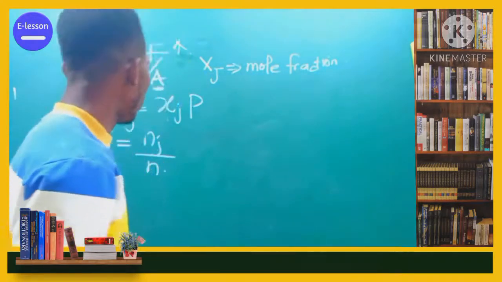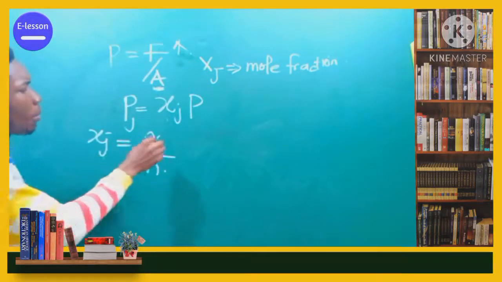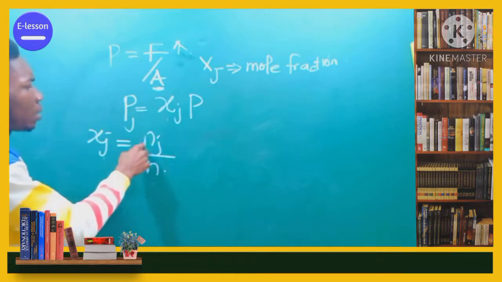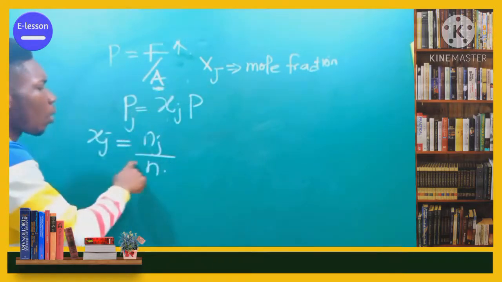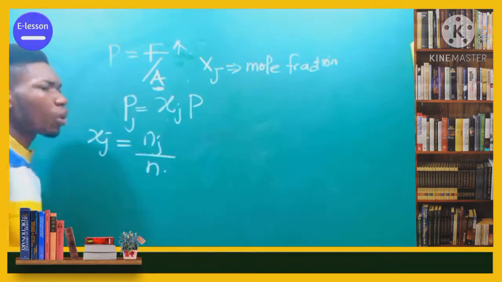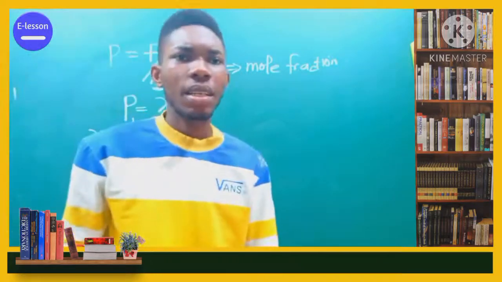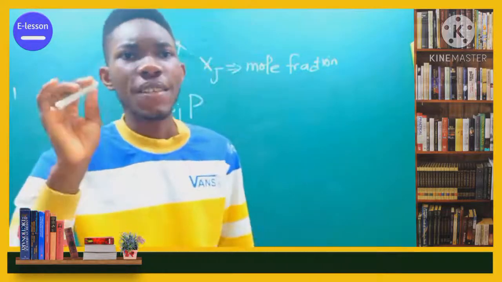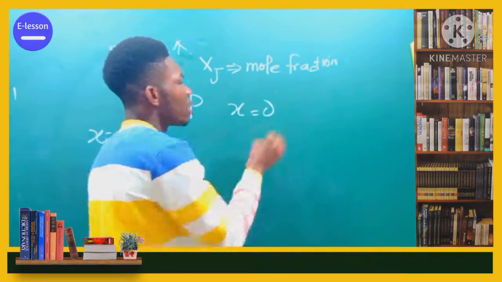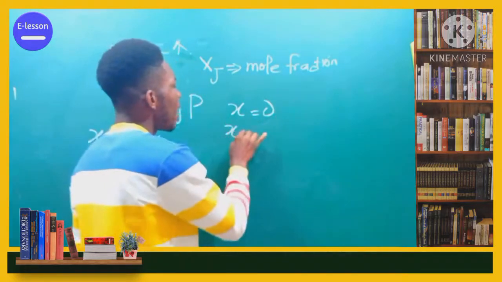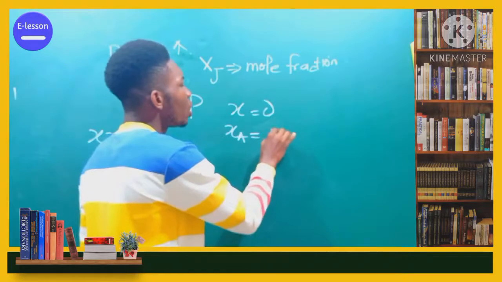Now, the mole fraction can be calculated by writing the number of moles of the individual gas all over the number of moles of the total gas. If you have no gas at all, your mole fraction will be zero. If you have one gas, let's say Sa, your mole fraction will be one.